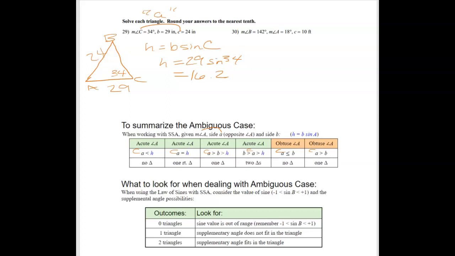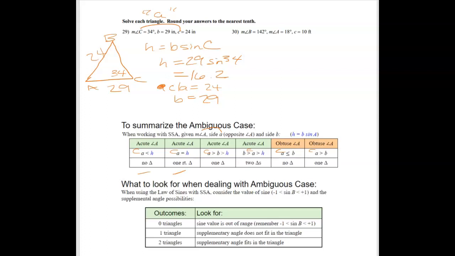Alright, so we want to compare. So h is 16.2. A, we're not worrying about. We're going to compare that to c, which is also A, I'll say. c is 24, and b is 29. So we have to look at our chart to figure out which one occurs. So let's look at the first one. Is c smaller than h? So here's c, 24. h is 16. Nope, that does not work. Alright, is c equal to h? Nope.